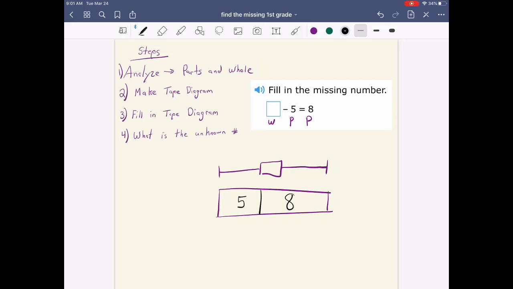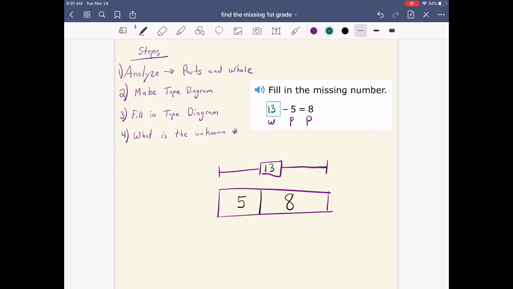Step 4, what is the unknown? Now remember, the whole has to equal what these equal. So what does 5 plus 8 equal? Well, 5 plus 8 is 13. So my whole is 13. So the answer to this is 13 minus 5 equals 8. Pretty cool. That's how you use a tape diagram.